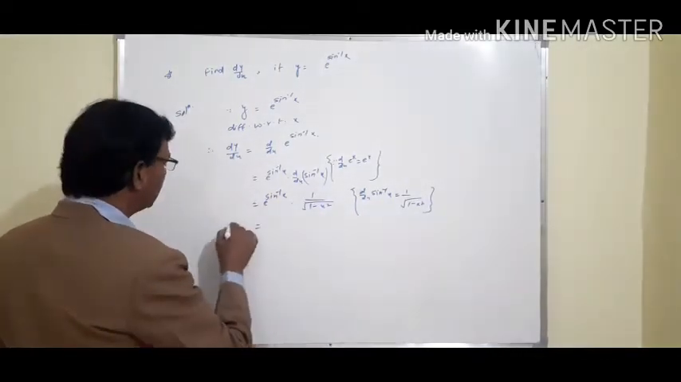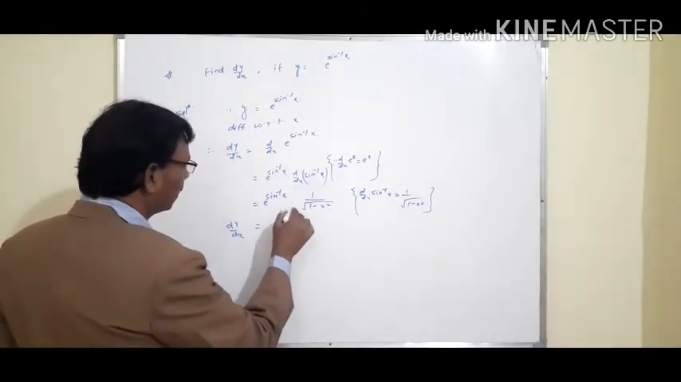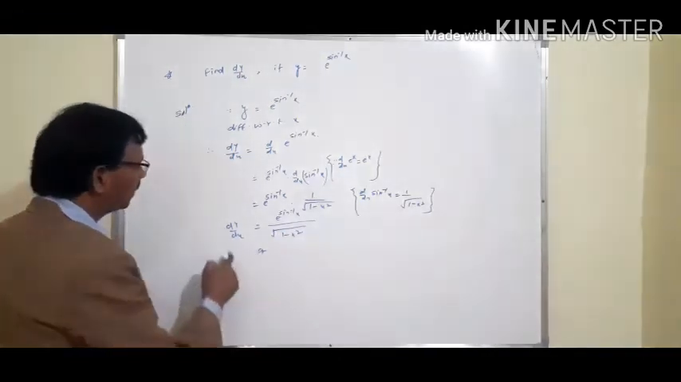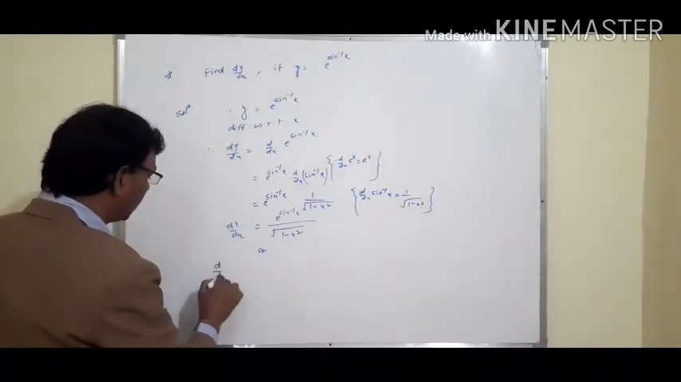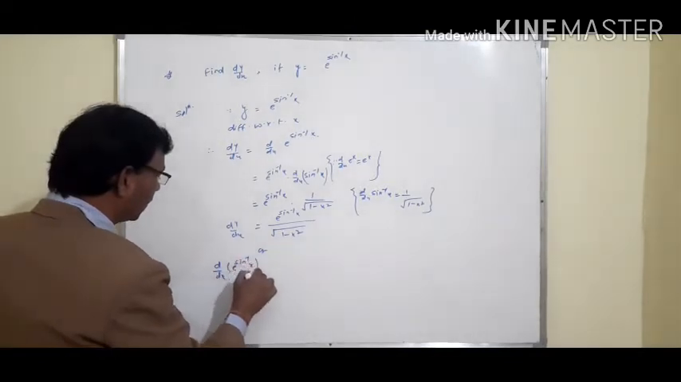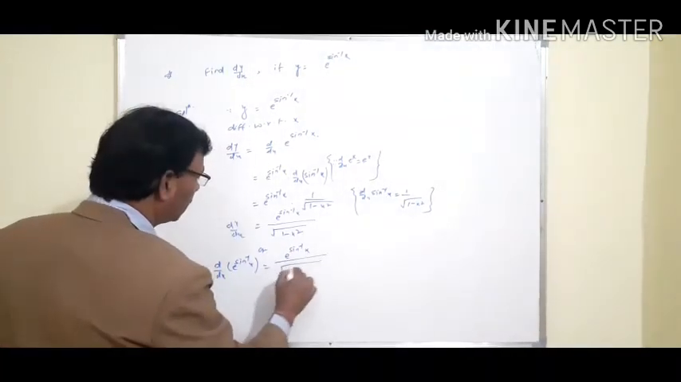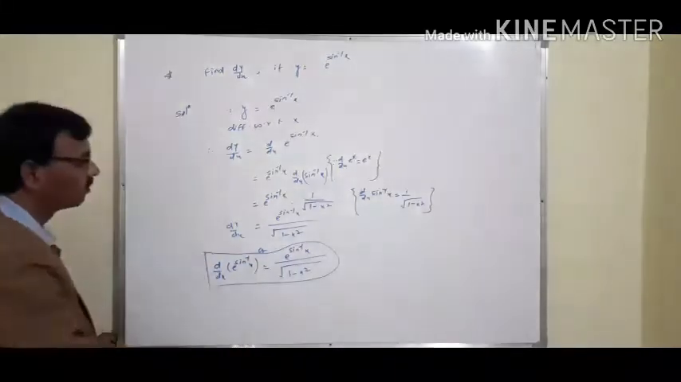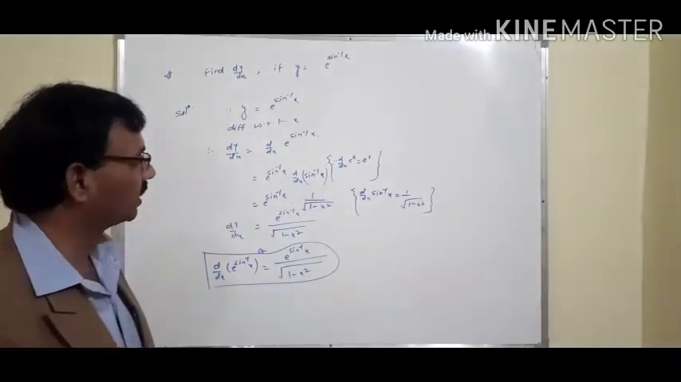So we can write dy upon dx equal to e to the power sine inverse of x whole upon root under 1 minus x square, or in the place of y we can write e to the power sine inverse x. That means dy dx of e to the power sine inverse of x equal to e to the power sine inverse of x whole upon root under 1 minus x square. This is the derivative of function y equal to e to the power sine inverse x, which is an exponential function.